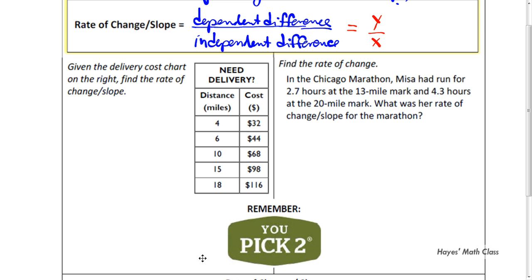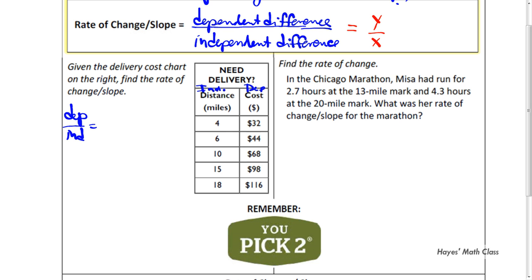So over here, for the first one, given the delivery cost chart on the right, find the rate of change or slope. So for delivery over here, looks like we're probably moving a couch or something. So we want our dependent over independent. And remember, in this case our independent would be distance, dependent is cost. The distance is affecting the cost. The cost is not affecting how much distance you're going. And so you just need to identify two of those moments. It doesn't matter which two that you do. You just need to do two of them.